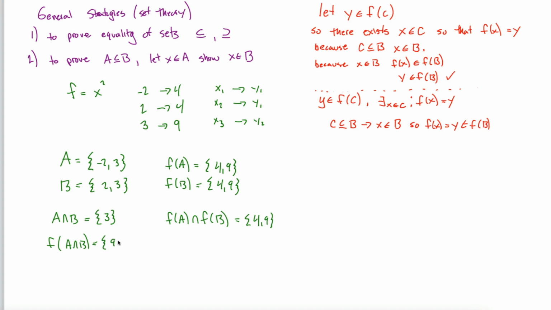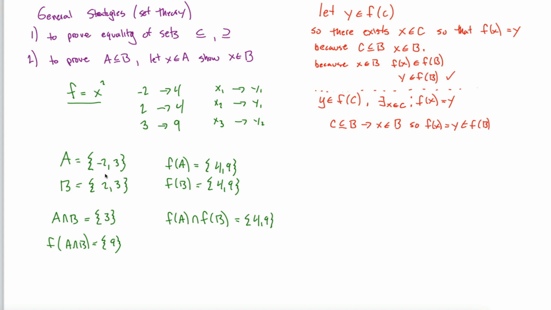That would only contain the element 9. Clearly, they're not equal. What went wrong? This function wasn't 1-to-1. So that allowed me to take two different elements and exclude the image of those elements by just making sure that those elements weren't in the intersection of the sets.